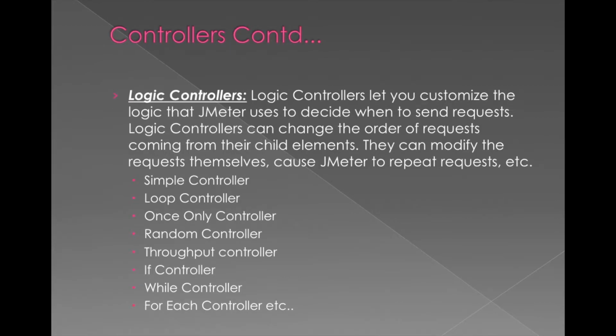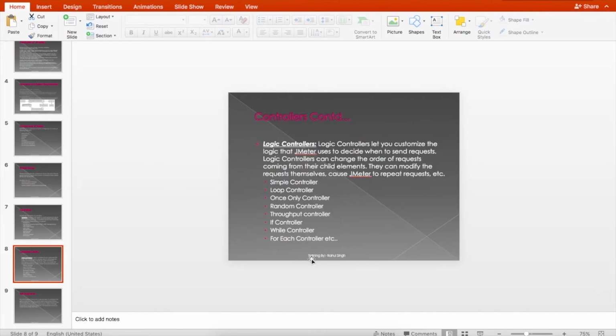The second type of controllers are called logic controllers. They actually provide logic to your test plan. If you have to add a loop, if you have to add randomization, if you have to calculate the throughput, if you have to give some loops or conditions, you have to use logic controllers for everything. It lets you customize the logic that JMeter uses to decide when to send a request and how to send a request. So these are some basics you should know before we go to the JMeter tool.